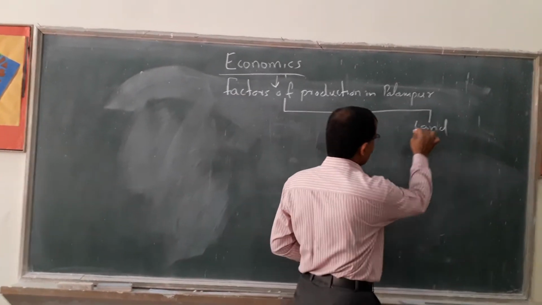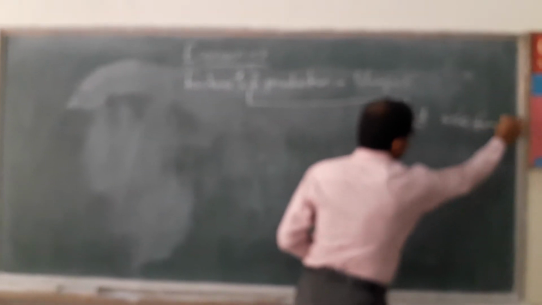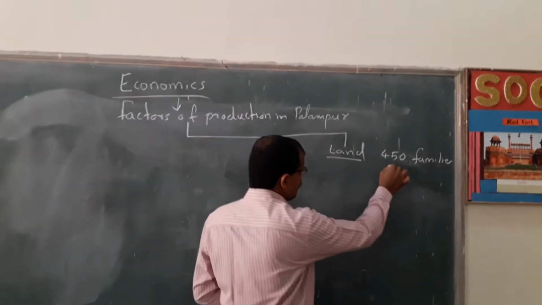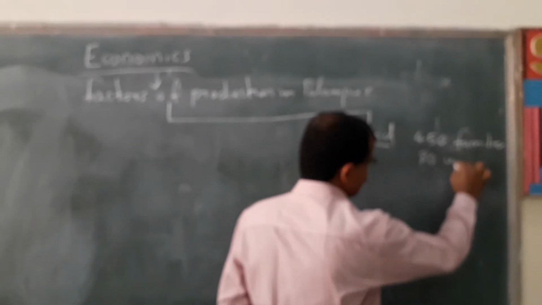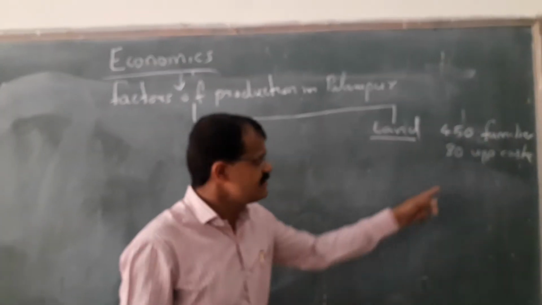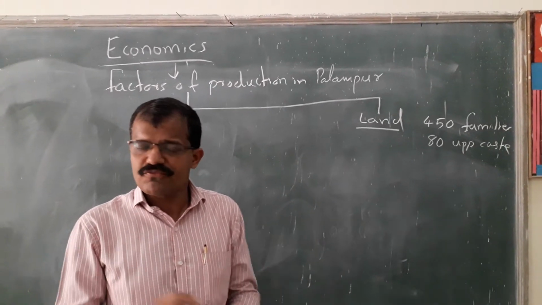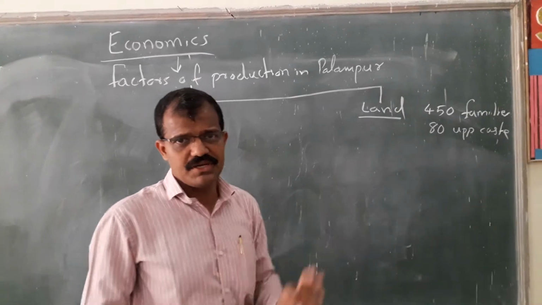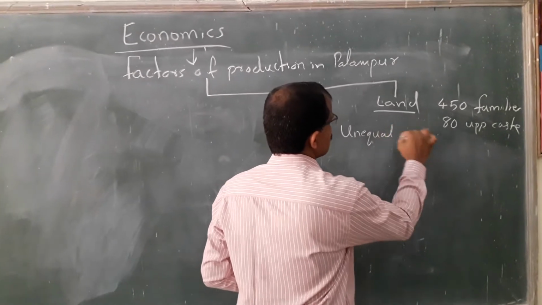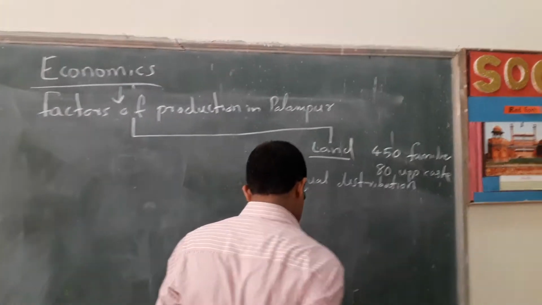In the village of Palampur, we see that a total of 450 families are there. Among them, 80 upper caste families possess the majority of the land, which means it is an unequal distribution of land. Land is not equally distributed to all the people.